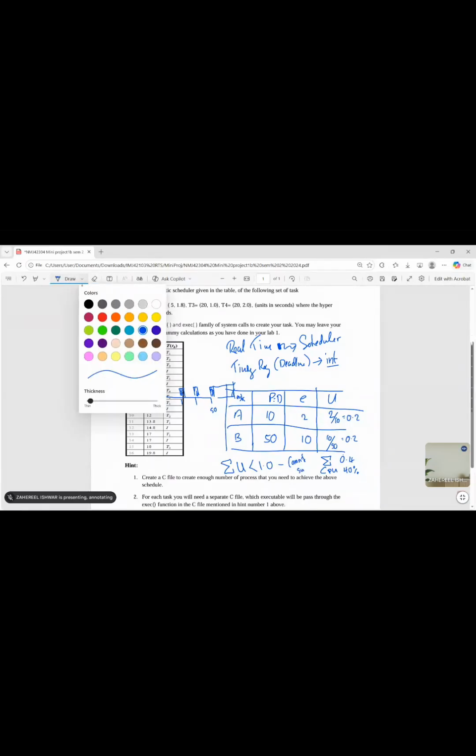Okay, this is the bad one. Now, if I change the order of execution, let me execute task B first. B runs from 0 to 10. After B runs, I want to run task A, the first job of task A, only 2 units. If I do this, what happened? By time equal to 10, task A already missed its deadline. See or not?